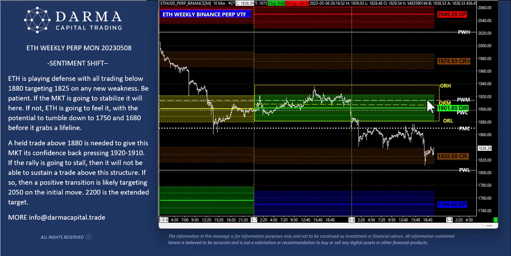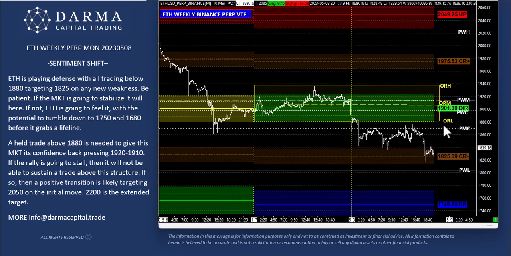And so we have a lot of alignment going on there. We've got the previous week's midpoint, the opening range midpoint. We've got the weekly directionals at 1901. So there's a lot happening there. And so this will be a key structural area if this rally is going to resume, or the market's just going to fall back. And so here we're identifying that, hey, if the rally's going to stall, it won't be able to sustain a trade above this structure. And so that's a real key feature.